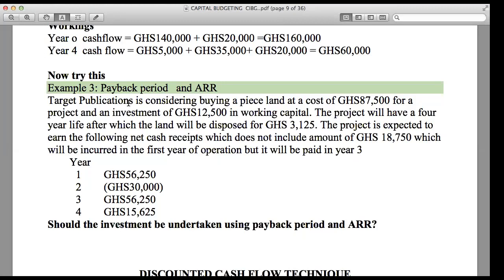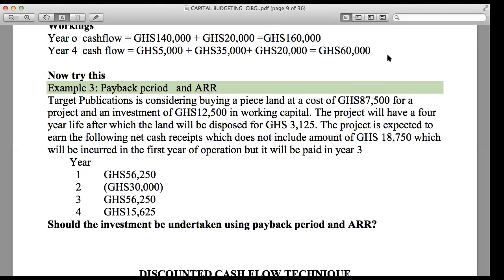Target publication is considering buying a piece of land. Even if the off is not there, it still makes the question good because it is a piece of land. Maybe the name of the land is piece land. Yes, it's a land. There's no ambiguity here. At a cost of 87,500 for a project and an investment of 2,500 working capital. The project will have a 4-year life. The project, not the land.